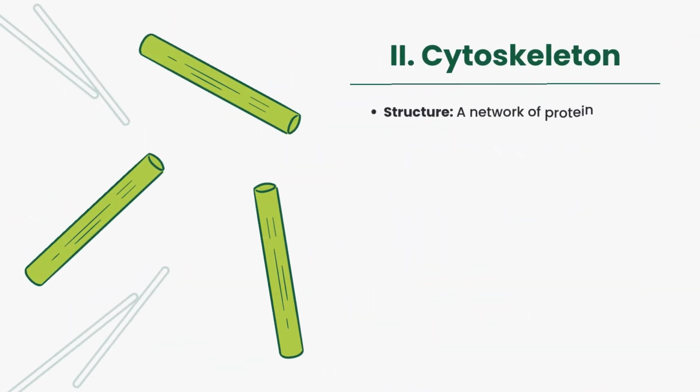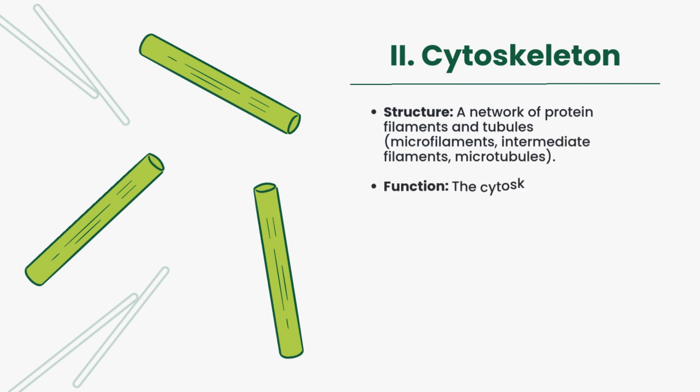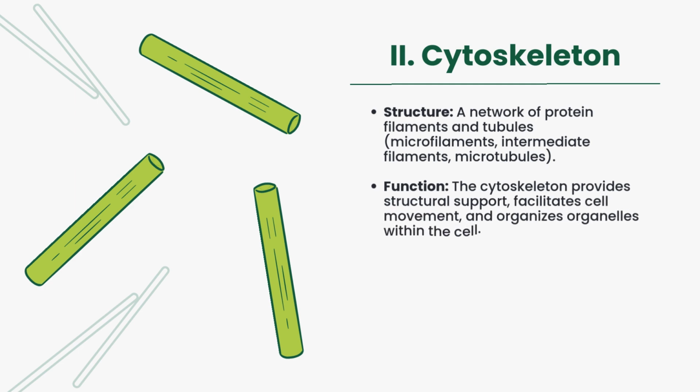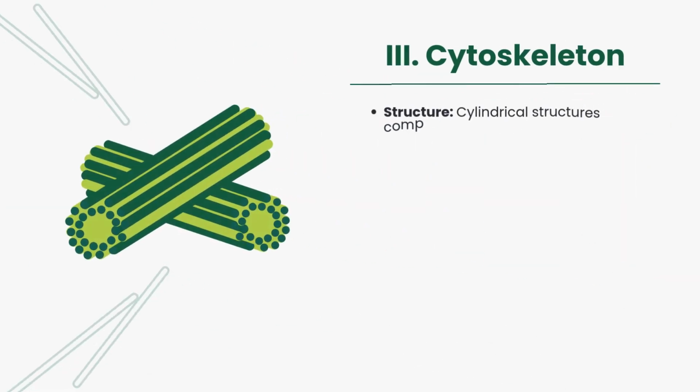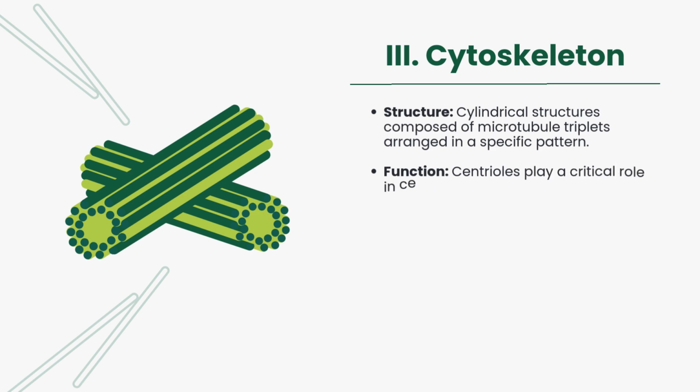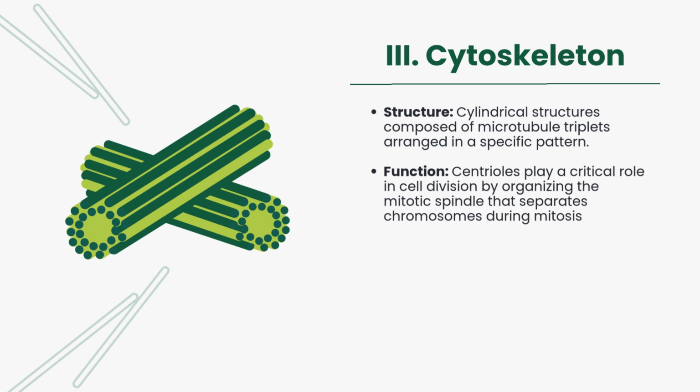Number 2. Cytoskeleton. A network of protein filaments and tubules: microfilaments, intermediate filaments, and microtubules to be exact. Function? Provides structural support, facilitates cell movement, and organizes organelles within the cell. Number 3. Centrioles. Cylindrical structures composed of microtubule triplets arranged in a specific pattern. They play a critical role in cell division by organizing the mitotic spindle that separates chromosomes during mitosis. We'll know more about that when we talk about mitosis.